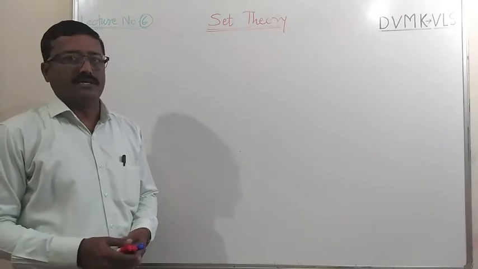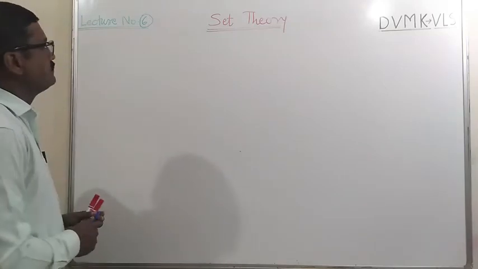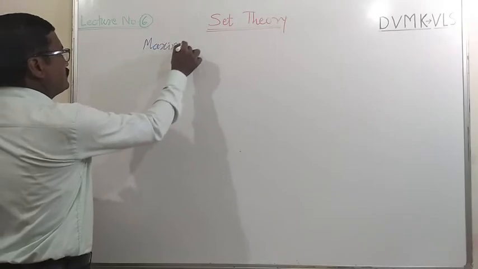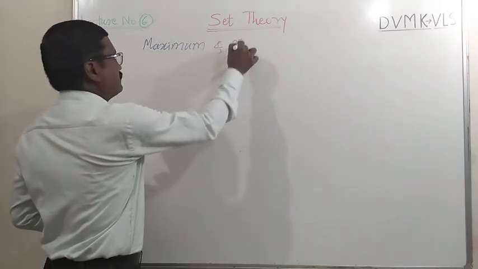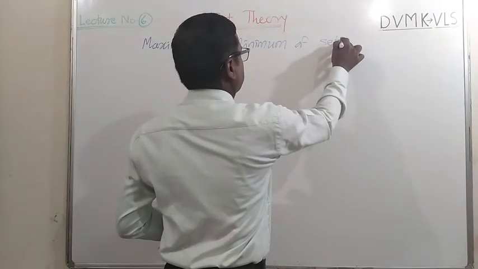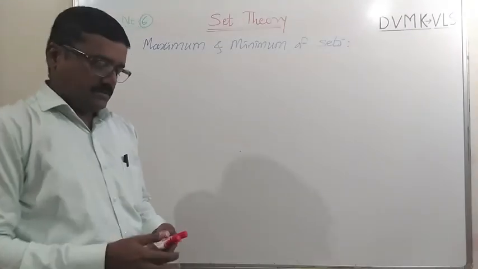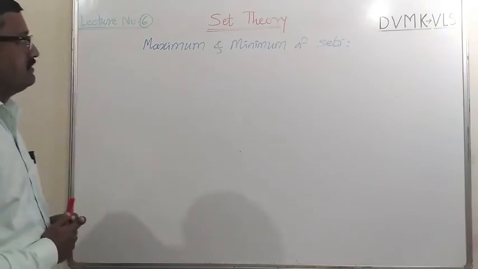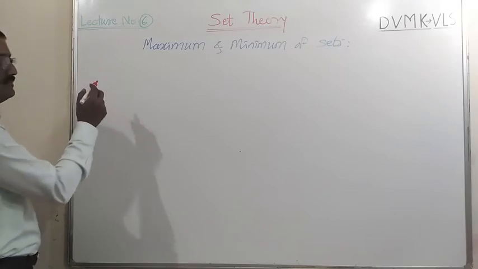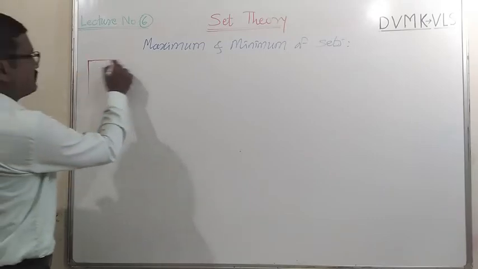Now let us see an interesting article on the maximum and minimum of sets. Let us see the situations of any two sets given. Let us start with one example. First, I will draw the figures or Venn diagrams related to that.